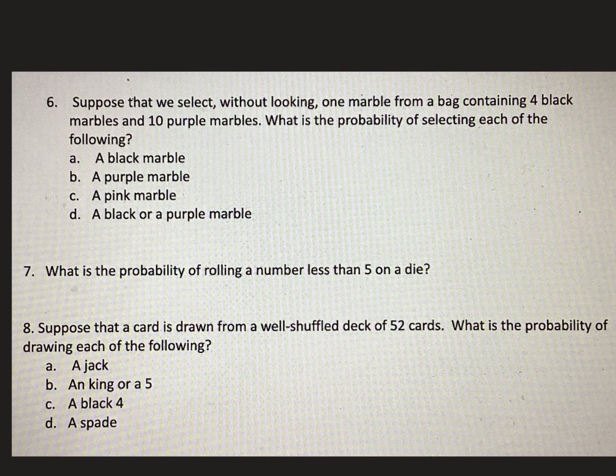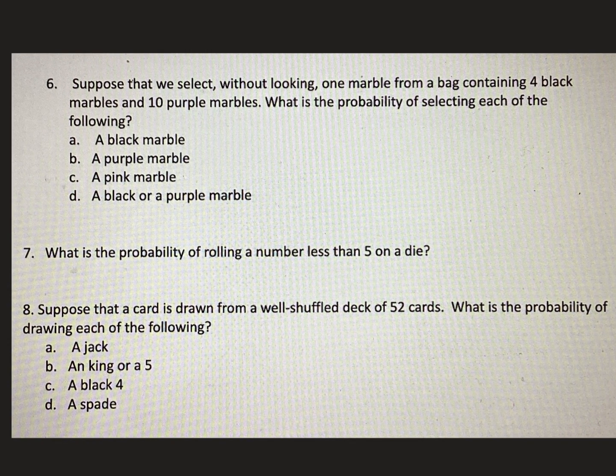Number 6, these are really quick. Suppose we select without looking 1 marble from a bag containing 4 black and 10 purple marbles. Let's find the probability of selecting each one. A black marble, we have 4 out of 14 chance. You need to reduce all these, so it's 2 out of 7. A purple one, you have a 10 out of 14 chance. Reduce it, you got 5 out of 7. A pink one, no pinks. It's 0% chance or 0 probability. A black or a purple, that would be 14 out of 14, which is just 1. So if something cannot happen, probability is 0. If something has to happen, probability is 1.